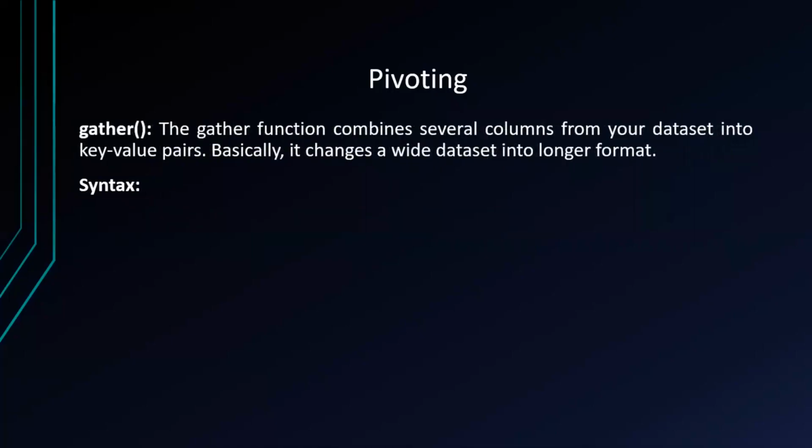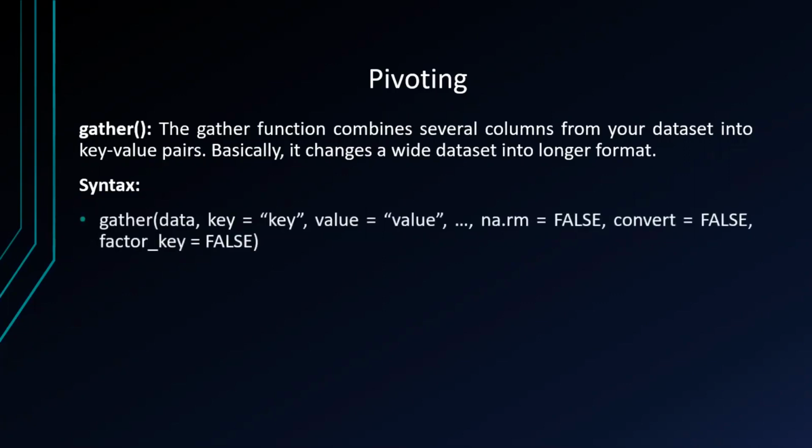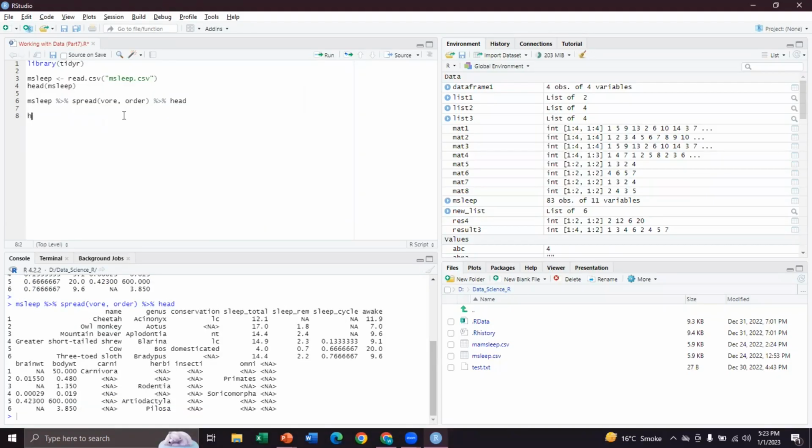Next, we have the gather function. The gather function combines several columns from your dataset into key value pairs. Basically, it changes a wide data set into a longer format. The syntax is as follows. You use the keyword gather, then you pass the data frame, then key value pairs, and then some parameters. Now let's implement. So first of all, let's say head msleep.